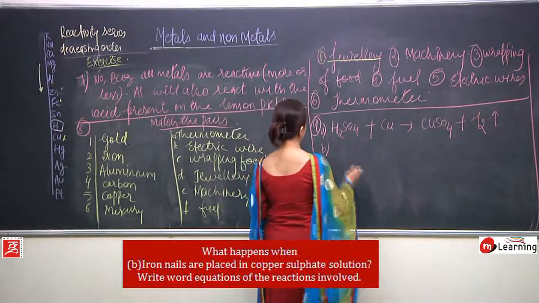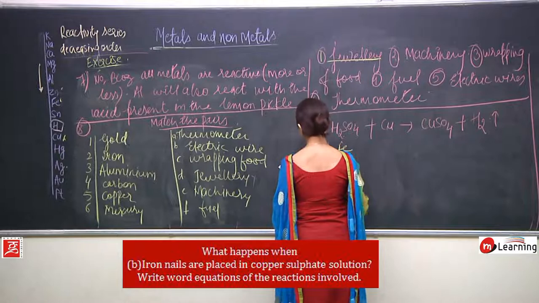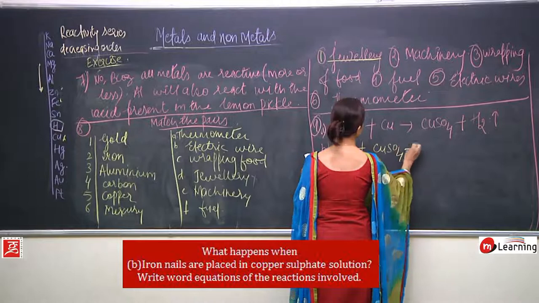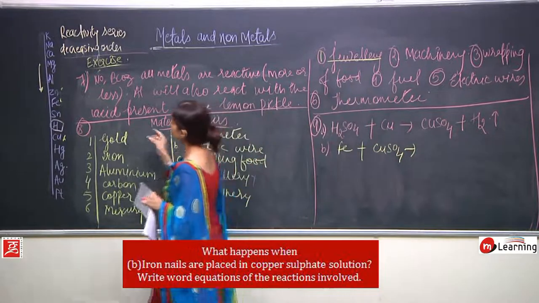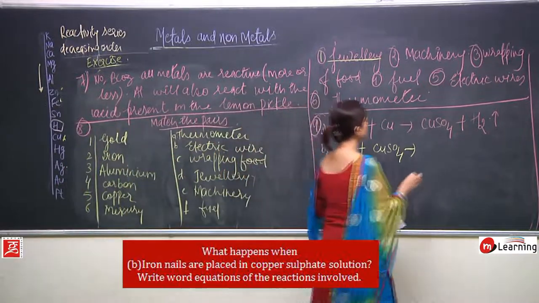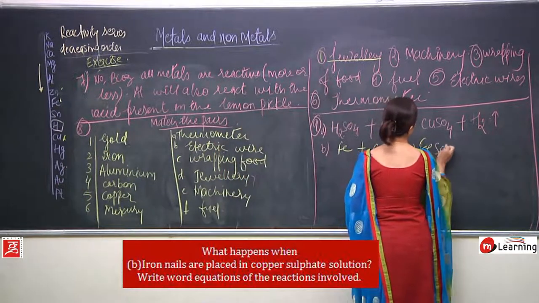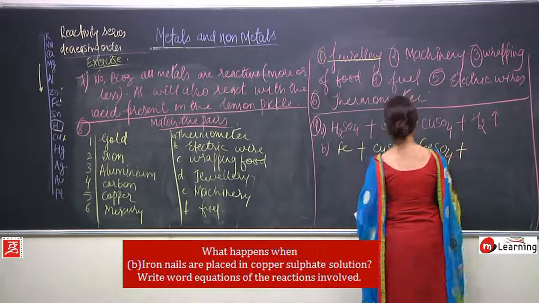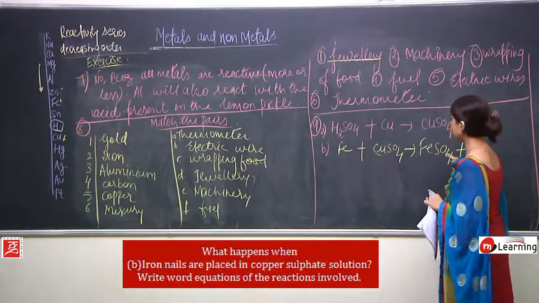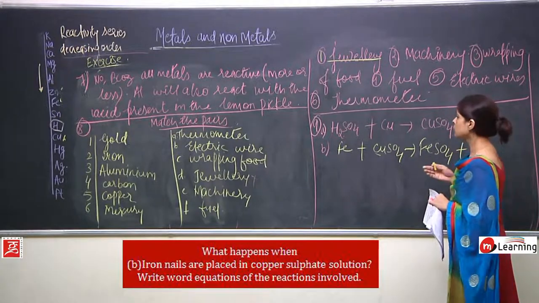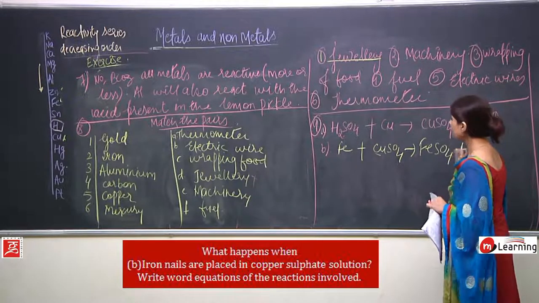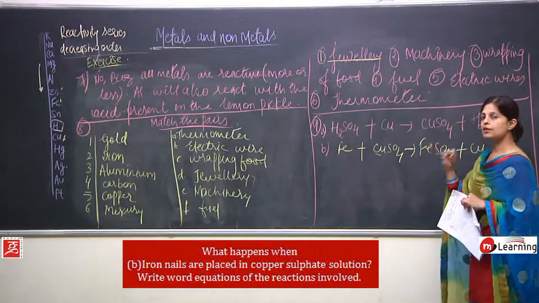So first of all, iron nails are placed in a copper sulfate solution. We know iron is more reactive than copper. So what will be formed? FeSO4 will be formed, and what will be liberated? Cu will be precipitated. It is going to precipitate out. I don't say liberate, I will say precipitated. Fine.